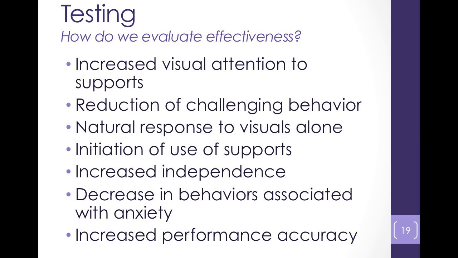You'd see a decrease in behaviors that you might associate with anxiety. So whatever you've observed in that particular person that you would say is, boy, this shows that they're really anxious or upset, you might see a decrease in that. And then you might also see that their performance is more accurate. So whatever tasks they're doing, they're making fewer mistakes because they're more clear on the expectations.